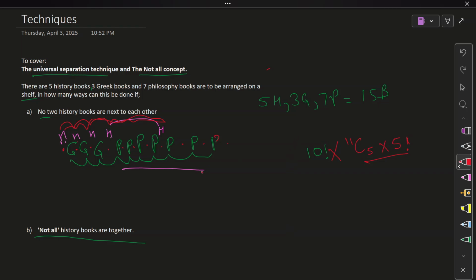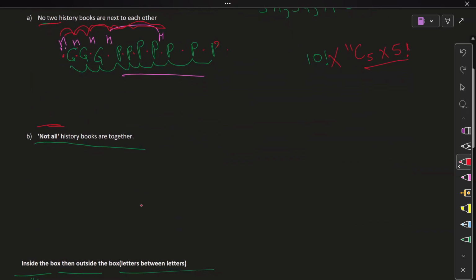To essentially separate things. So whenever you want to separate something, make sure the wording is clear. Whenever you're supposed to separate something forever, they're never together, use the universal separation technique. Easy. Now moving on to the "not all" case.